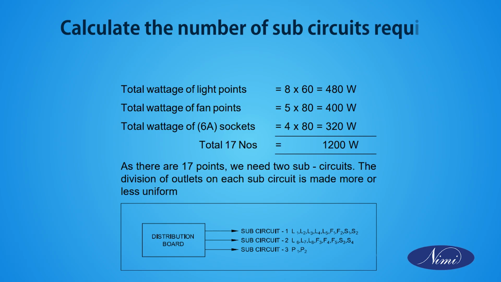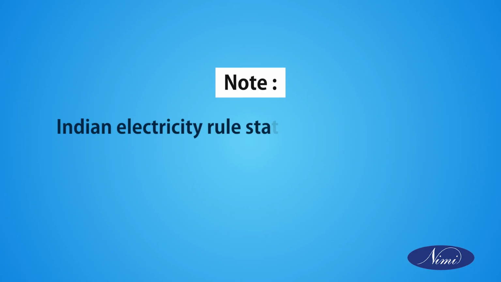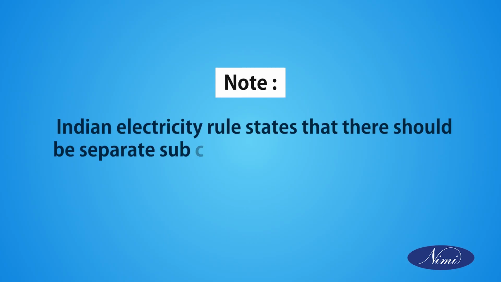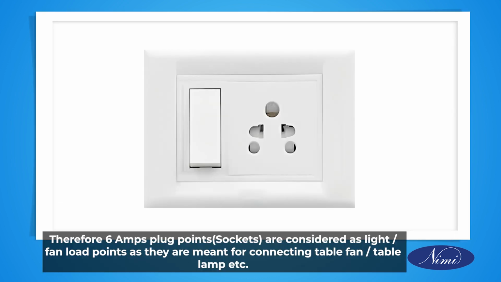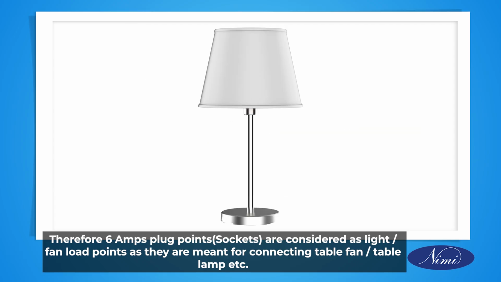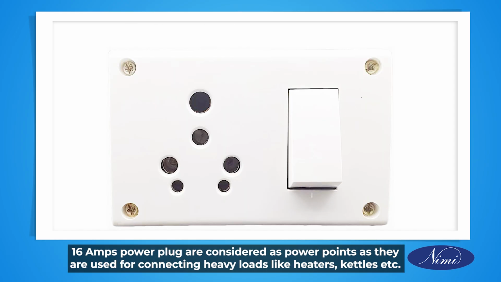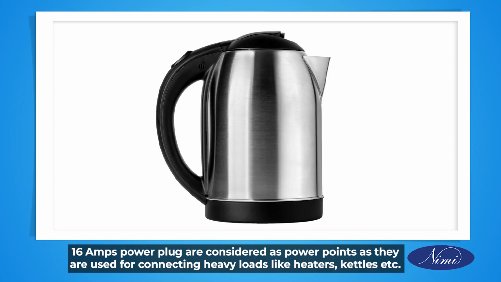Calculate the number of sub-circuits required for the above load as per IE rules. Note: Indian electricity rule states that there should be separate sub-circuits for light, fan loads and power loads. Therefore, 6 amps plug points, sockets are considered as light fan load points as they are meant for connecting table fan, table lamp, etc. 16 amps power plugs are considered as power points as they are used for connecting heavy loads like heaters, kettles, etc.